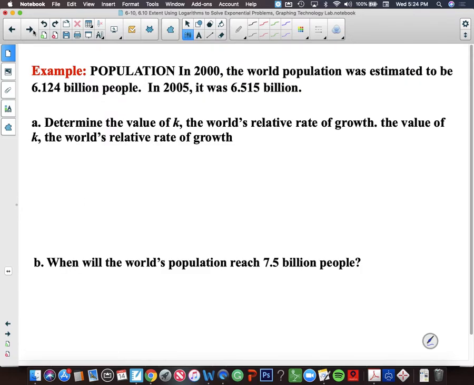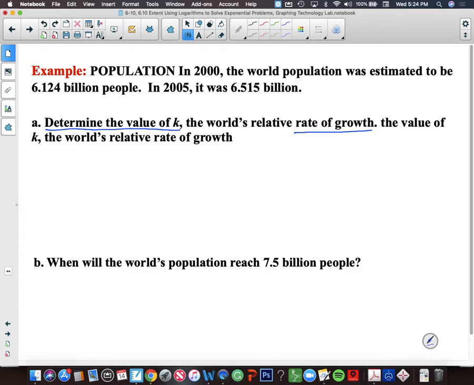So, let's get started. The first problem, population: in 2000, the world population was estimated to be 6.124 billion people. In 2005, it was 6.515 billion people. Determine the value of k. All right, so we're going to find a rate here. Determine the value of k, the world's relative rate of growth.